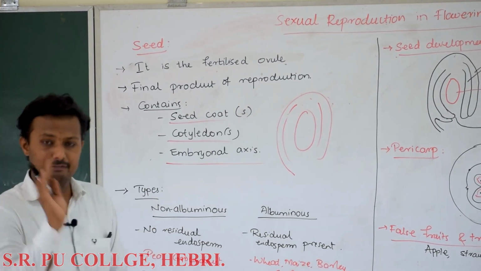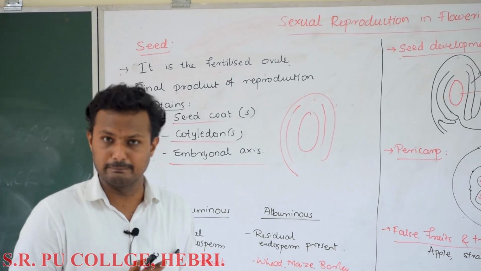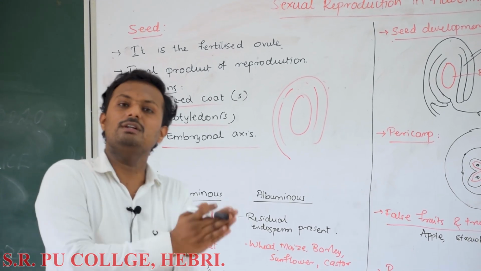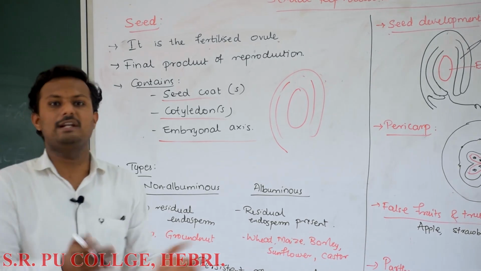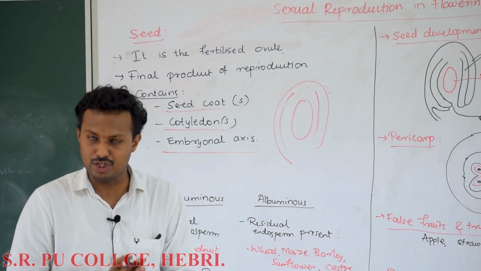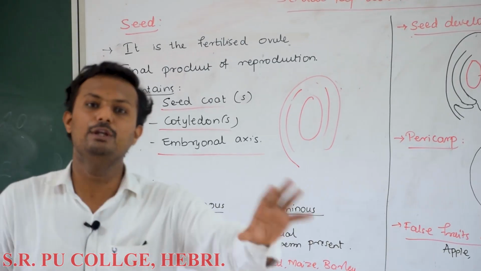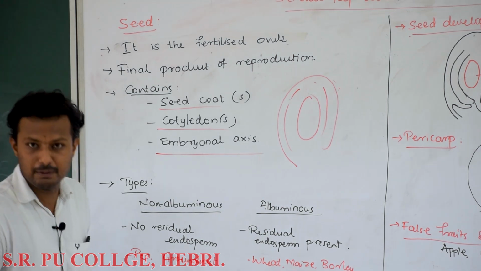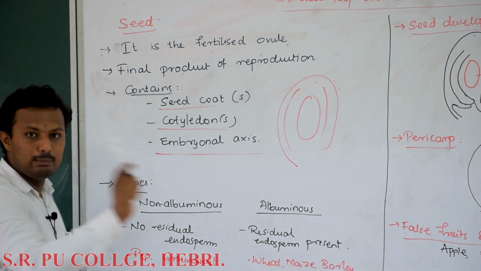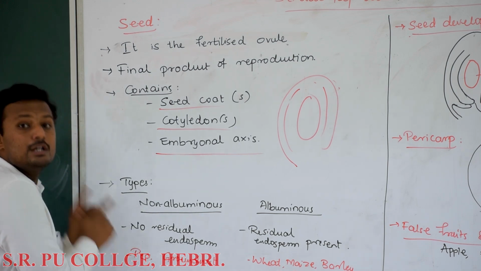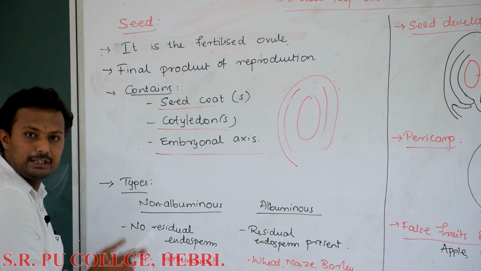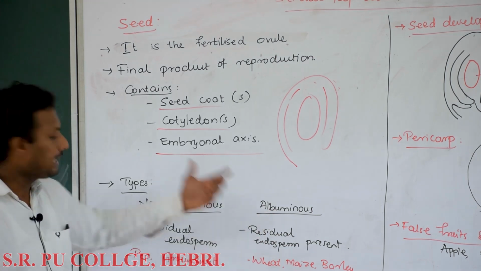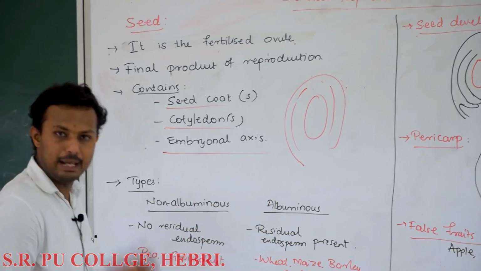The other type of seeds is where there is no residual endosperm remaining after the development of the embryo, because during the development of the embryo, the entire endosperm is completely utilized. As a result, after the development of the embryo, there will be no residual endosperm remaining, and such seeds are called non-endospermous seeds, also called non-albuminous seeds. So non-albuminous means there is no endosperm present after the development of the embryo. Albuminous means there is the residual endosperm remaining even after the complete development of the embryo.